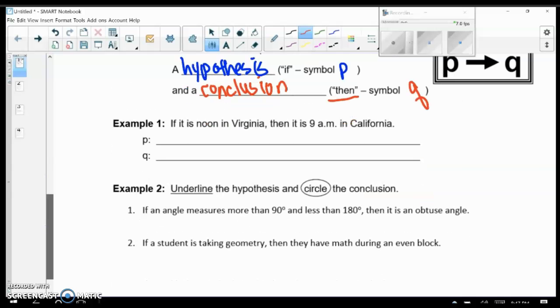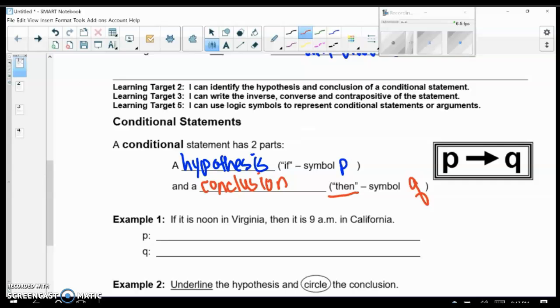Let's move along just a tiny bit. Just a second. We're going to switch our colors. All right.